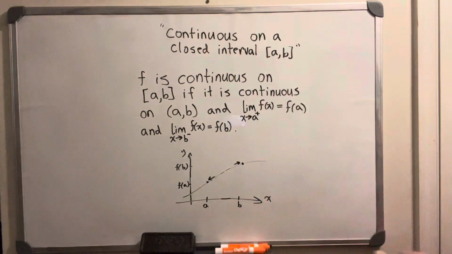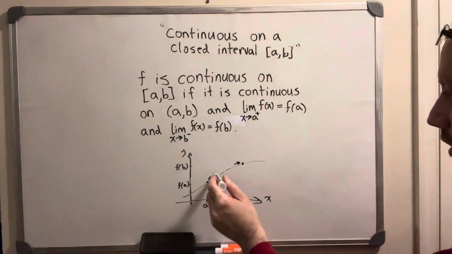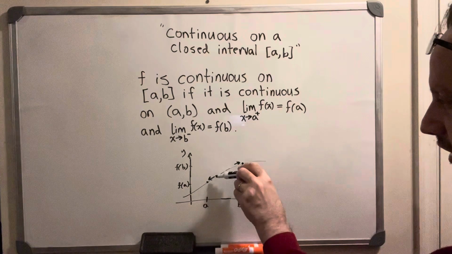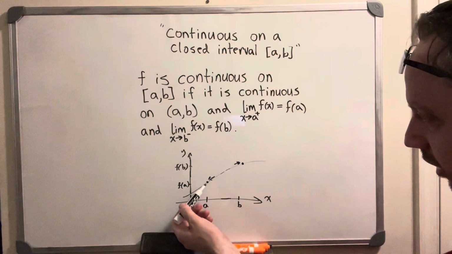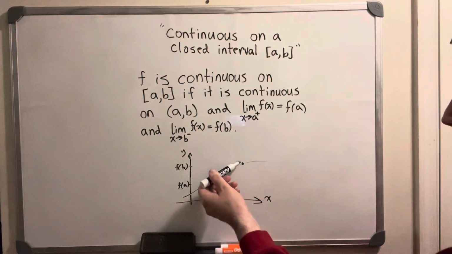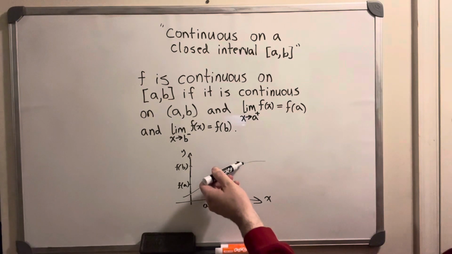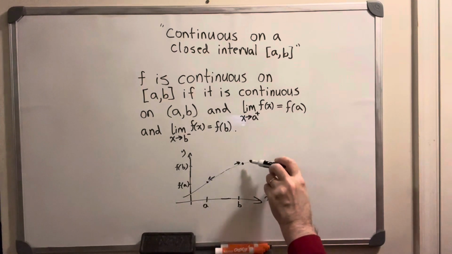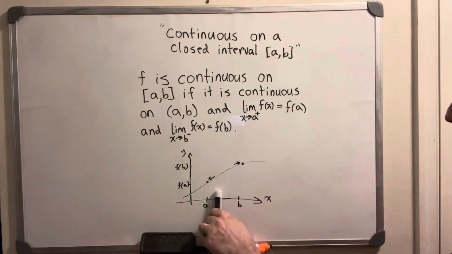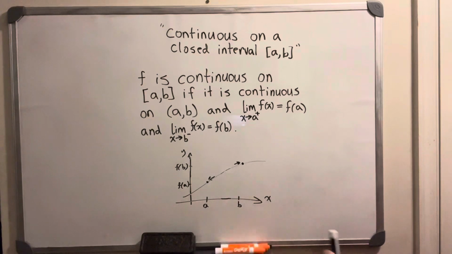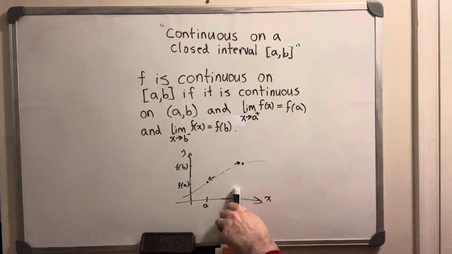So this means that the closed interval is all of this, and you can get arbitrarily close from the right of the lower bound, but you don't care about anything to the left of the lower bound. And you can get arbitrarily close to the upper bound from the left, but you don't care about the right of the upper bound. So for each of these points inside of the interval, the function is continuous.